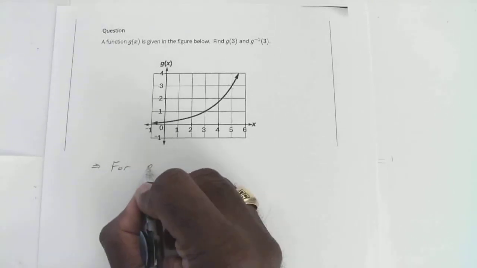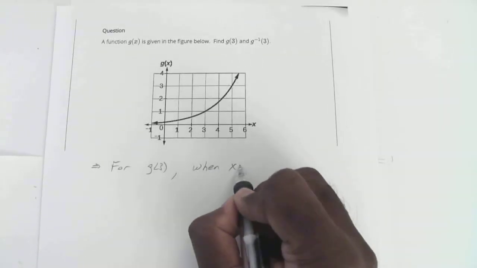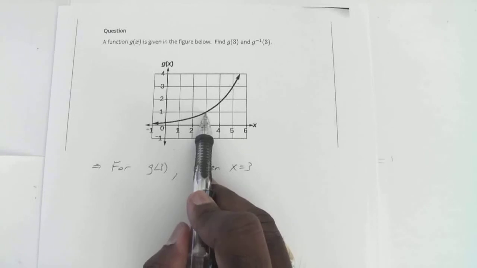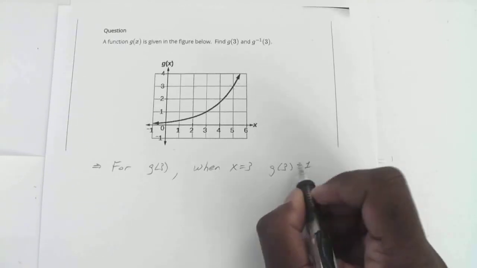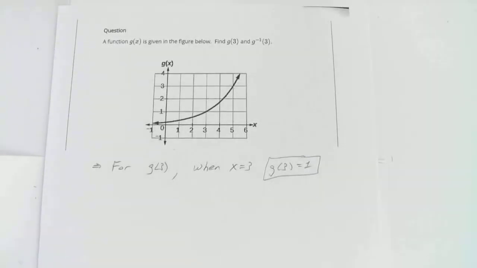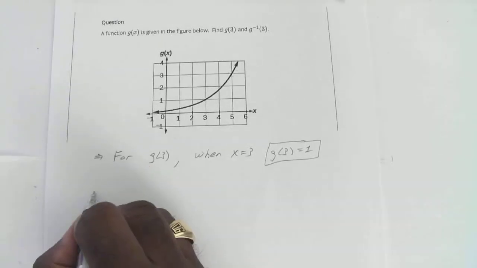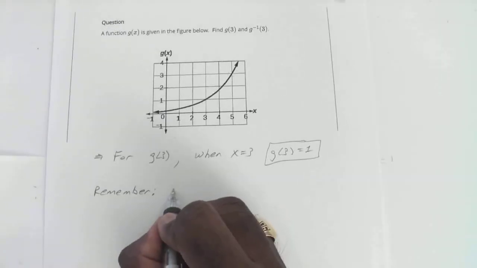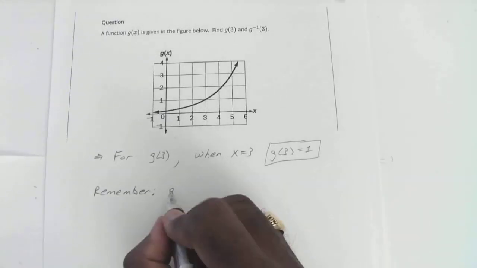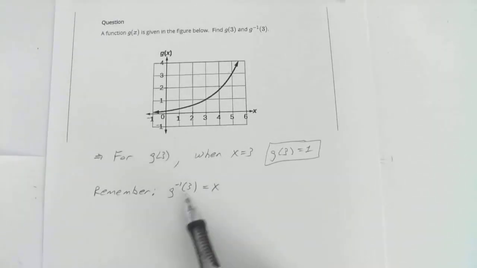So for g of 3, we know that when x is equal to 3, g of 3 is just equal to 1. Okay, so we got that part. That part is pretty straightforward. Now for g inverse, it's a little trickier. So you want to remember that g inverse of 3 will equal x.